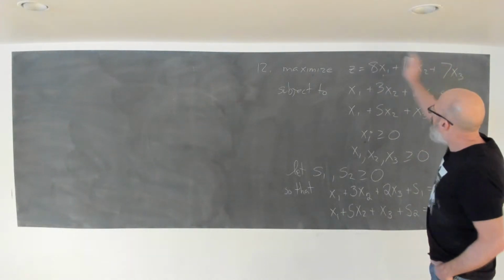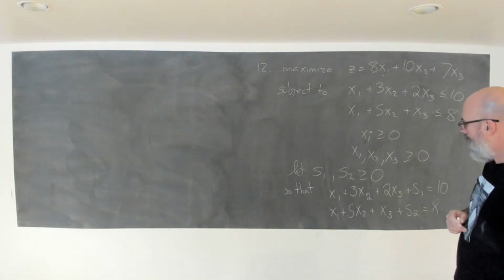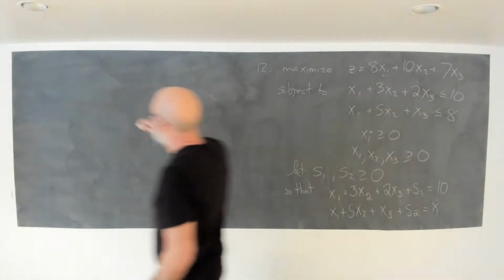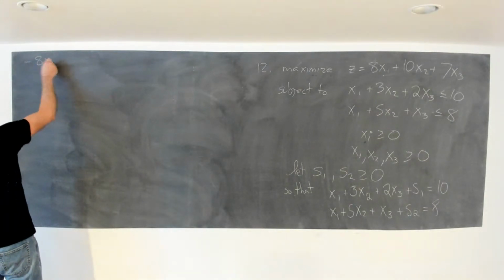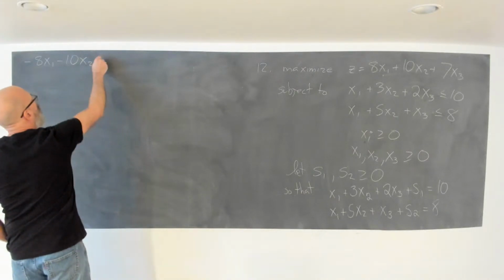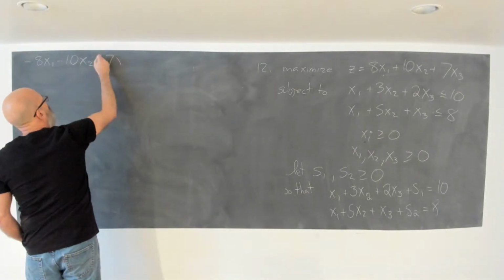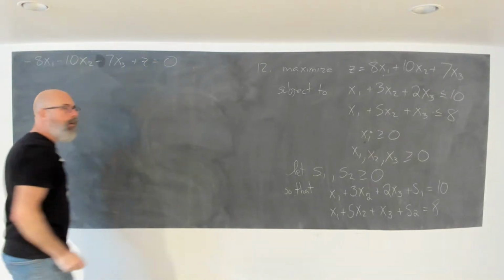And bring all of these to the left so that minus 8x1 minus 10x2 minus 7x3 plus z is equal to 0.